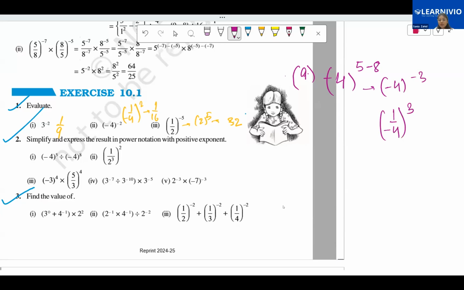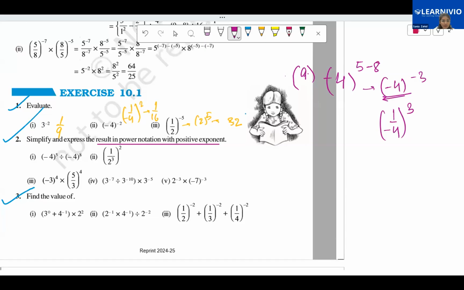Now, here in the question, you do not have to solve the entire answer. You have to write your answer in power notation, so don't solve it further. Understand the question. What are they asking you? You write the result in power notation with a positive exponent. You cannot leave your answer as a negative exponent, because that will be wrong. So with a positive exponent, you get 1 by minus 4 to the power 3. You just leave your answer here, because you have to write your answer in power, and that power should be positive. Understood, children? Yes, ma'am. So the first one will be 1 by minus 4 to the power 3.